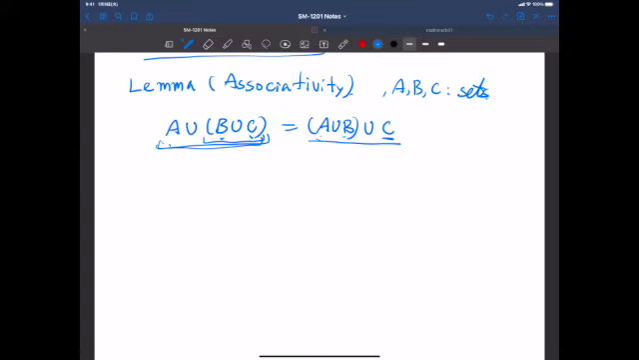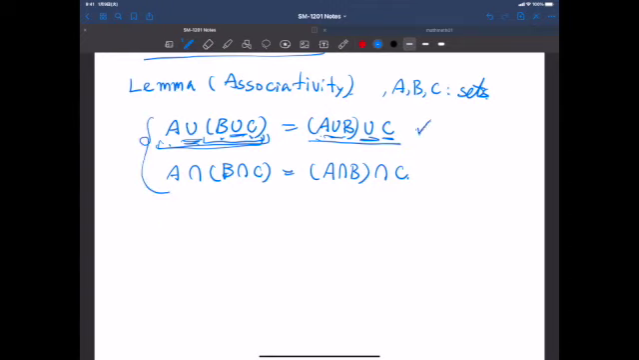So this means the order we apply the union doesn't matter. So this comes first, then this comes, which is equal to this comes first and this comes. So this means union is associative. And the same thing holds for intersection. A ∩ (B ∩ C) is equal to (A ∩ B) ∩ C. So this means union is associative, and this means intersection is associative.